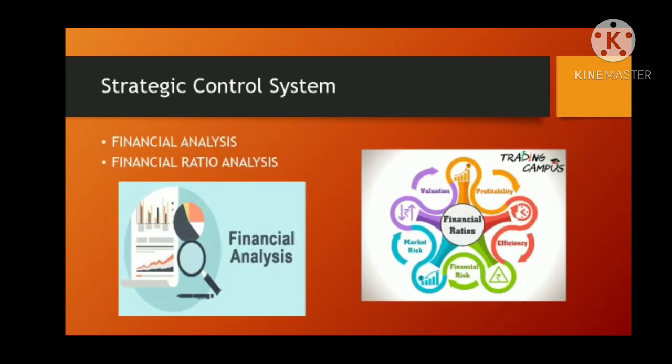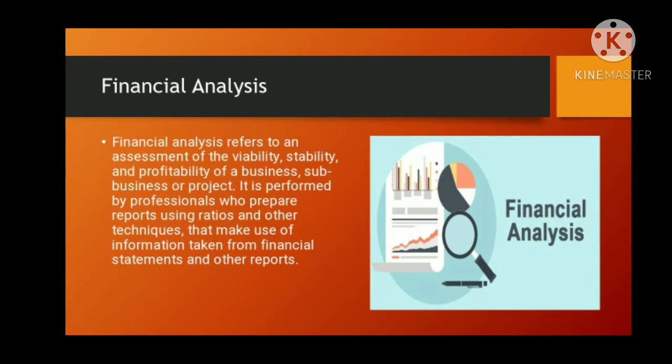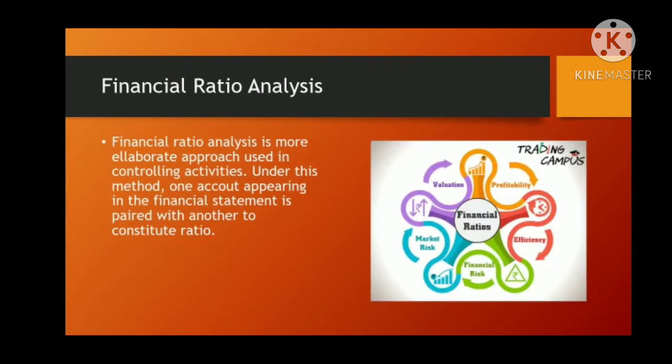The strategic control systems consist of the following: financial analysis and financial ratio analysis. First is the financial analysis. It refers to an assessment of viability, stability, and profitability of a business, sub-business, or project. It is performed by professionals who prepare reports using ratios and other techniques that make use of information taken from financial statements and other reports.